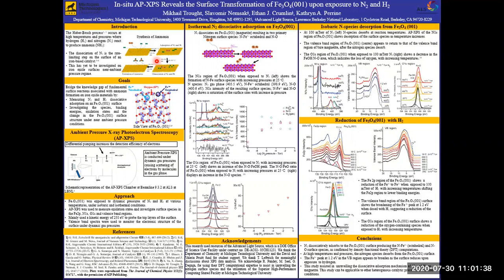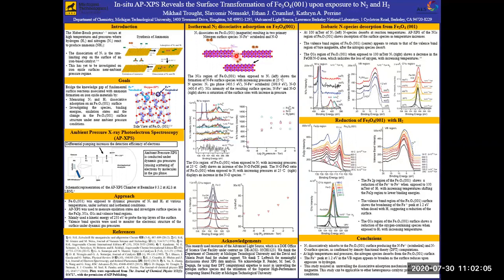Therefore, our goals are to try to understand the nitrogen and the hydrogen absorption in dynamic pressures using AP-XPS and investigate the resulting binding energies from the surface species. Now, in our isothermal experiment, what we observed was two main species: nitrogen bound to Fe3+ octahedral sites and nitrogen bound to an adjacent A-type oxygen site due to spillover.